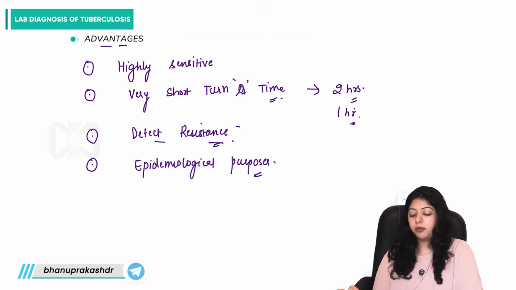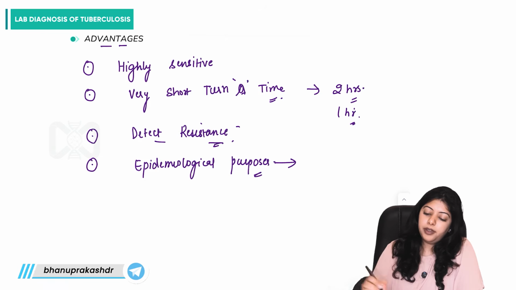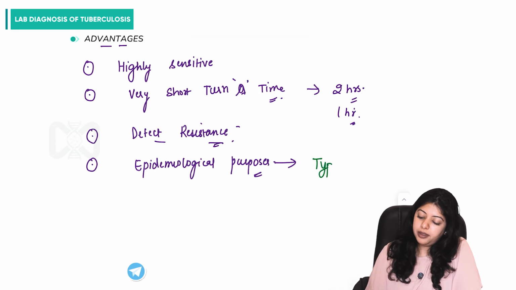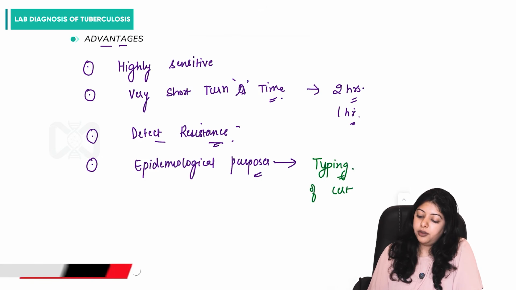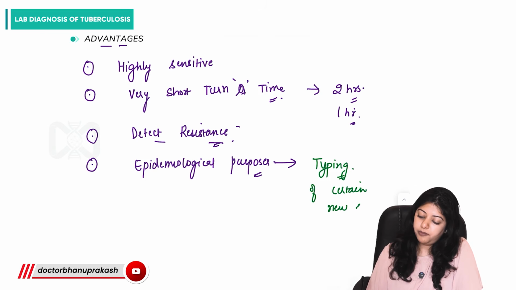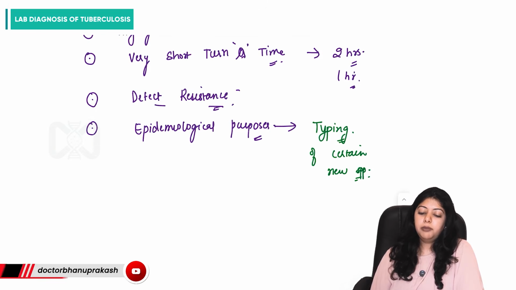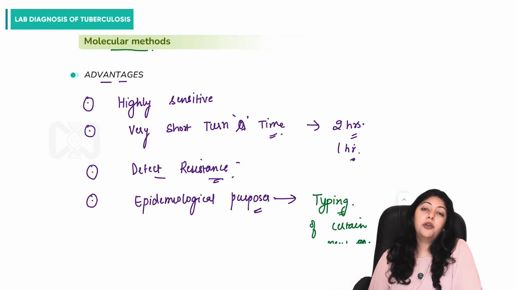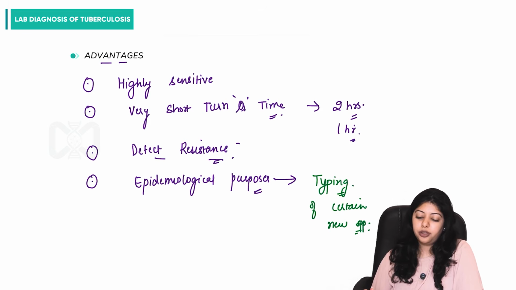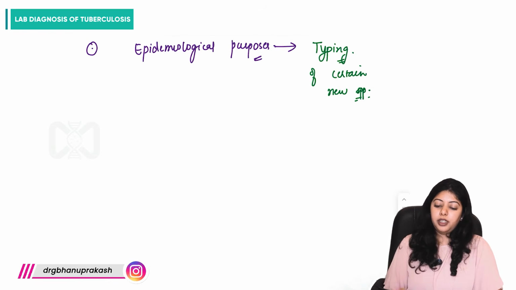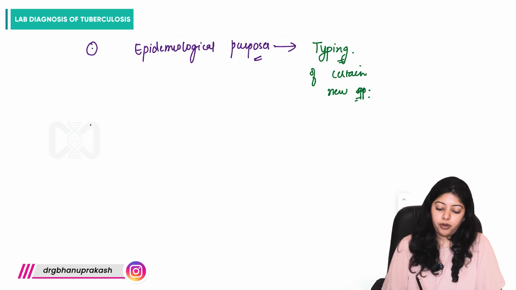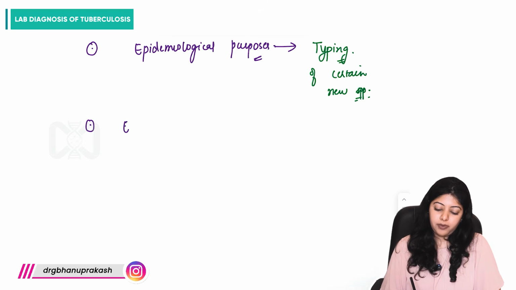What kind of epidemiological purposes? So typing of certain new species can be done, right? So these are the major advantages of molecular methods over conventional methods. These tests are also very useful for extrapulmonary samples.